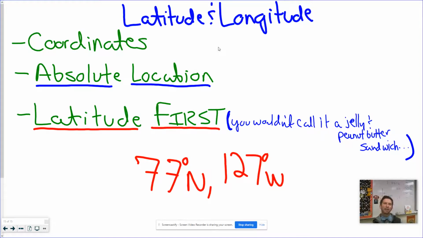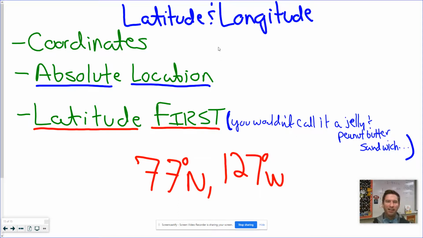All right. And so that kind of brings all of this together. Latitude and longitude gives us a set of coordinates. It gives us our absolute location, right? You have a degree of latitude that takes us to one spot, and you have a degree of longitude that takes us to another spot. Latitude should always come first when you're giving these coordinates. I will say it again for the people in back. Latitude should always come first when you're giving your coordinates.